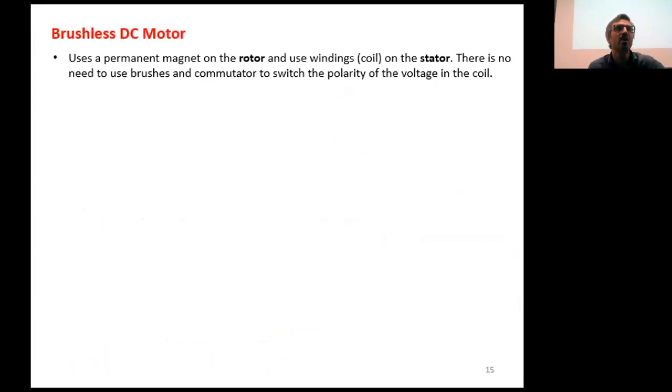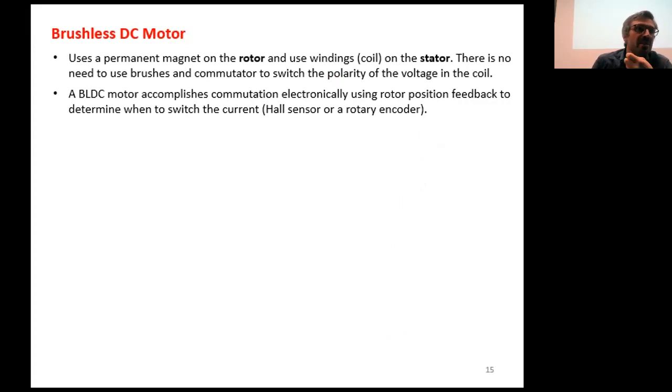Instead, the idea that they got recently, in the last, I think, 30 years, is to use a permanent magnet on the rotor rather than a coil, and a coil on the stator. So what we saw before was a permanent magnet on the stator and a coil on the rotor. Here it is the opposite, and there is no need for the brushes and the commutator to switch the polarity of the rotor magnetic field, because the permanent magnet by itself doesn't need to be energized with current. It creates a magnetic field by itself. But how do we achieve the same result?